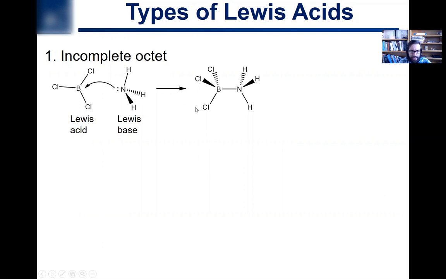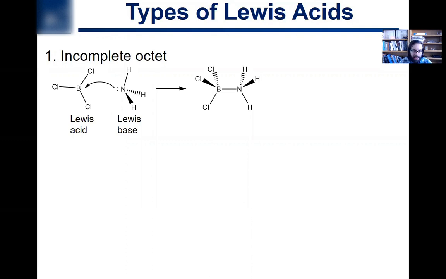A very common one is Lewis acids that have an incomplete octet. So boron will form stable but reactive compounds with 6 valence electrons. Beryllium is similar. It will form stable but reactive, Lewis acidic compounds with only 4 valence electrons. So boron here has 6 valence electrons. It really wants to gain an electron pair. It wants to accept an electron pair.